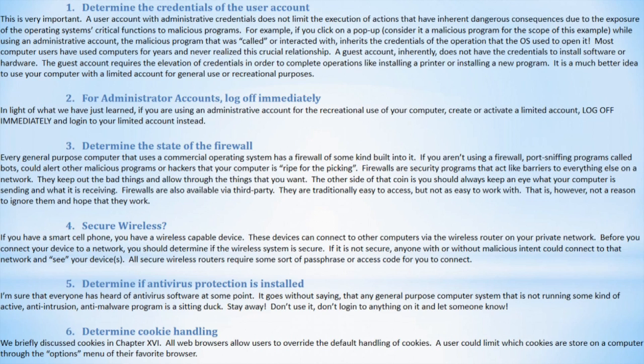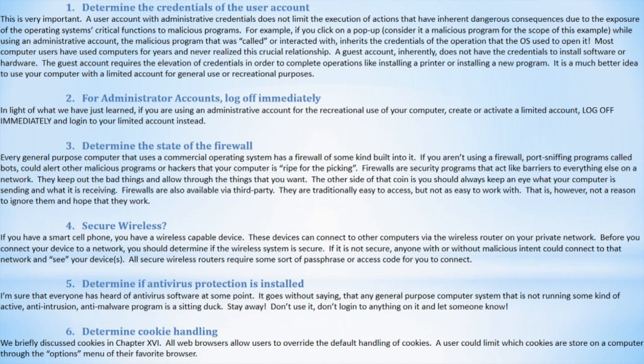So determine the state of the firewall. Does your friend or does the public computer you're using in the library have a firewall? Are they concerned about protection that way? Another good tip is secure wireless. Are you using a public Wi-Fi? Are you in a hotel? Are you at a store like Panera? You have to keep these things in mind.